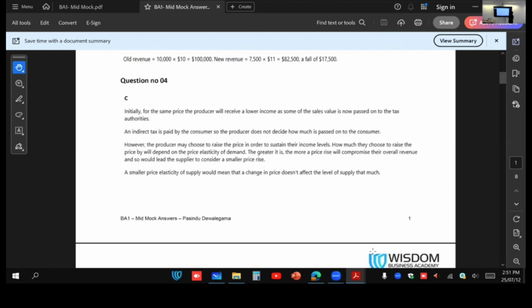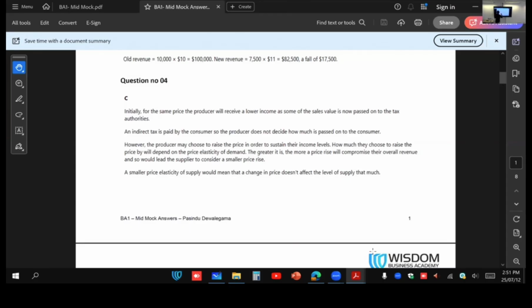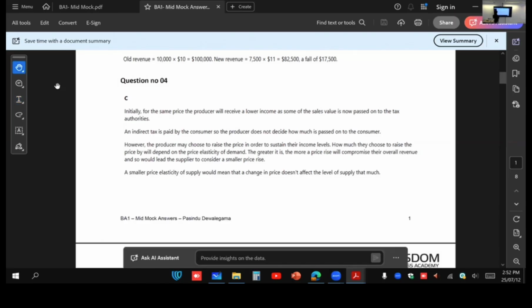an indirect tax is paid by the consumer, so the producer does not decide how much is passed on to the consumer. Producer may choose to raise the price. Producer might change the price in order to sustain the income levels.